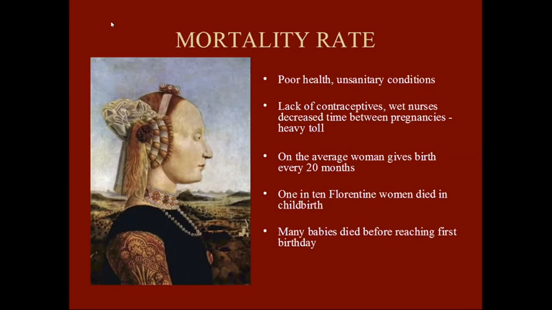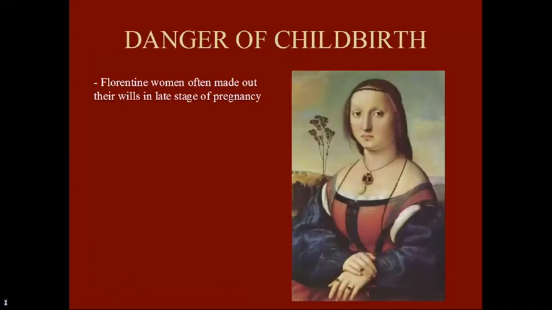Now, at left I put Battista Sforza, the wife of Federico Montefeltro. If I'm not mistaken, she died at 27 after 9 children. So it wasn't just the first one you could die after, but even after other ones as well. So with this in mind, you have to imagine that this must have been amazing or extremely traumatic, that Florentine women often made out their wills in the late stages of pregnancy. And this was the reality of it.